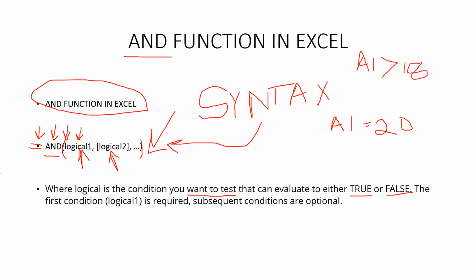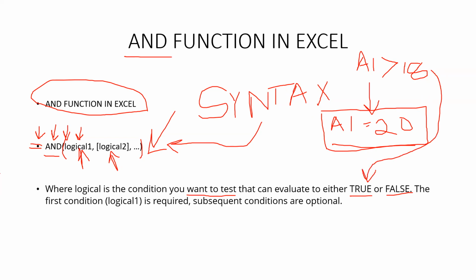We've said what is in A1 is 20. So when we check A1 and say A1 is greater than 18, and we compare it with the value in A1, which is 20, it will evaluate to true. Why? Because the content in A1 is 20, and for sure 20 is above 18. So this logical condition will return true.